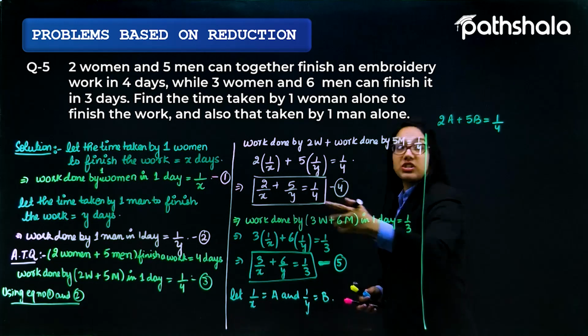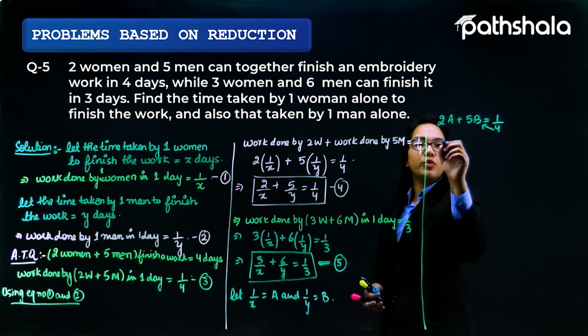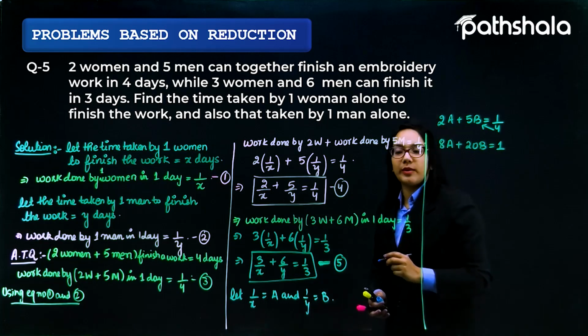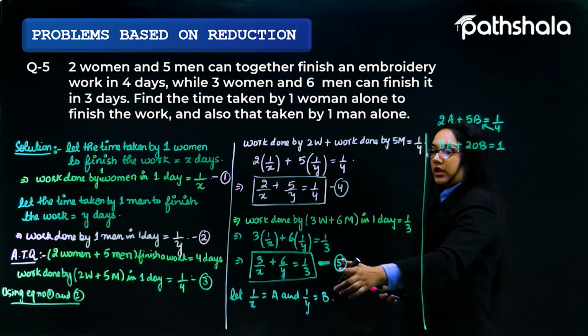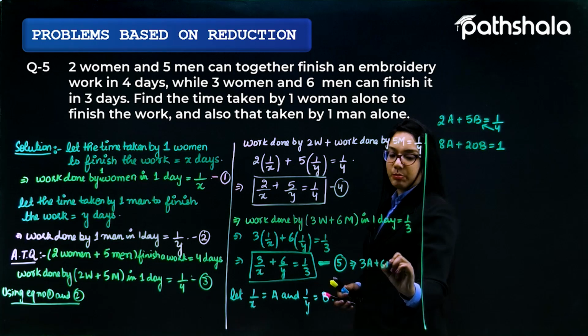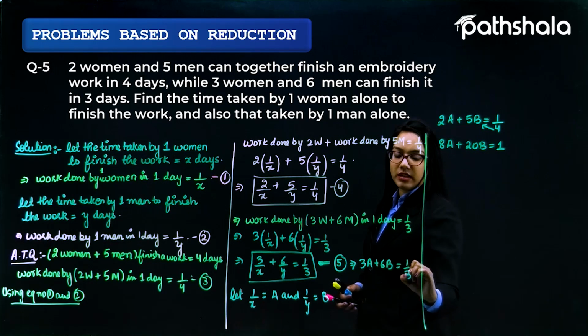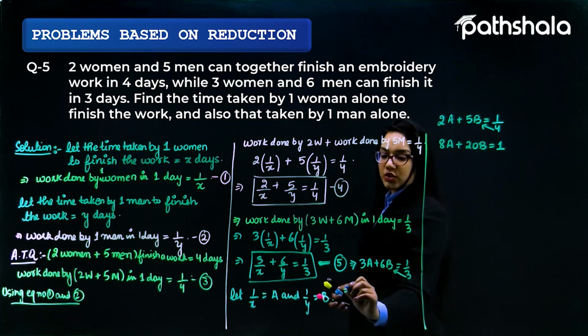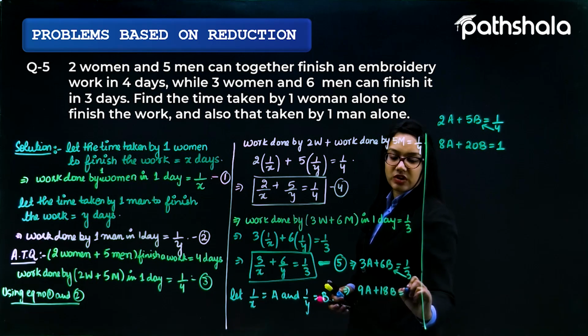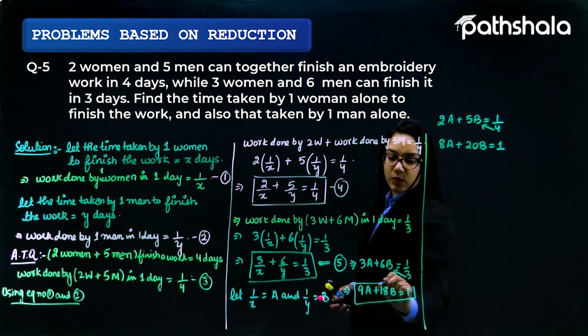Let's just take 4 towards the other side. So this would be 8A plus 20B, which is equal to 1. And further we have equation number 5. Let us suppose I am transforming this equation over here. So this would be 3A plus 6B, which is equal to 1 by 3. So we are multiplying 3 with it. So this would be nothing but 9A plus 18B, which is equal to 1. So this is the equation that I'm getting.